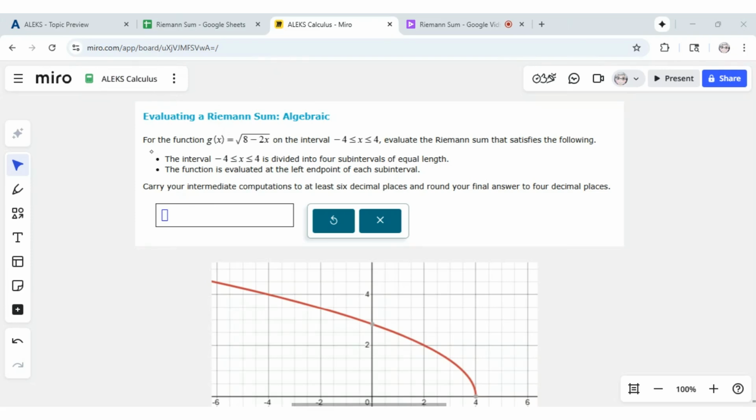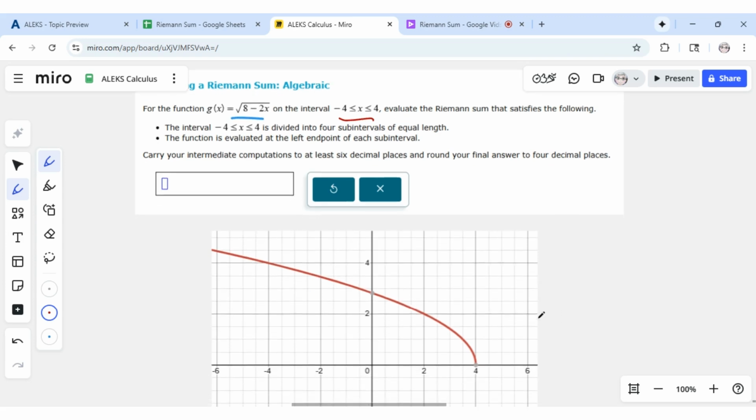In this problem, we're being asked to evaluate a Riemann sum. And a Riemann sum is a way to estimate the area under a curve by breaking it up into rectangles. And usually this is on some interval. So in this case, we have the curve given by this function, g of x, is the square root of 8 minus 2x. And then we have an interval from -4 to 4.